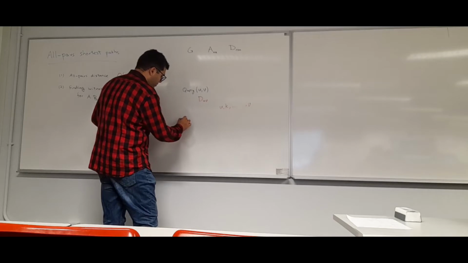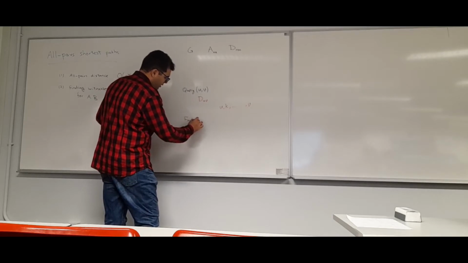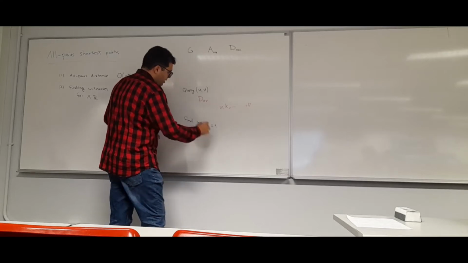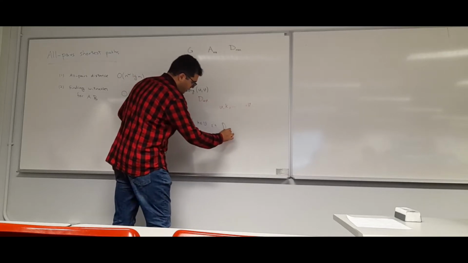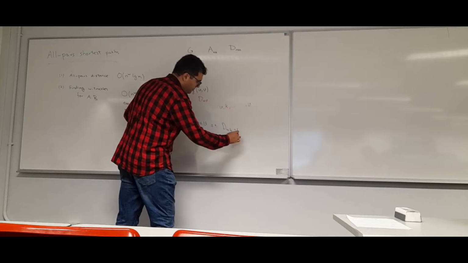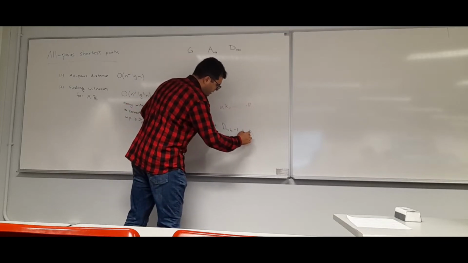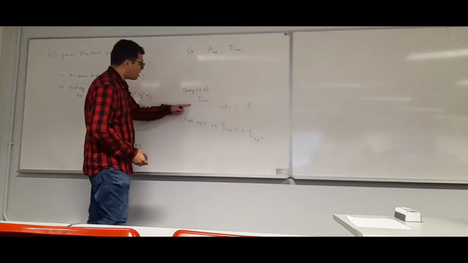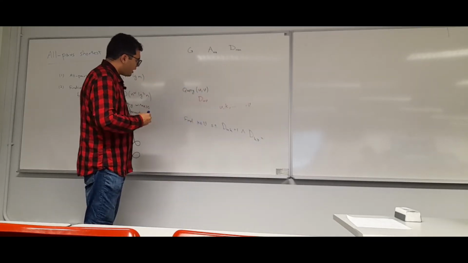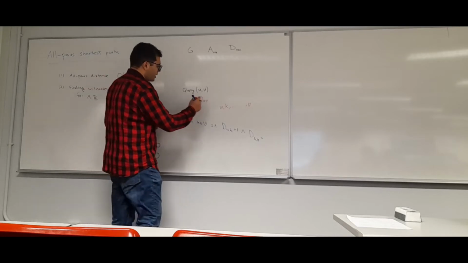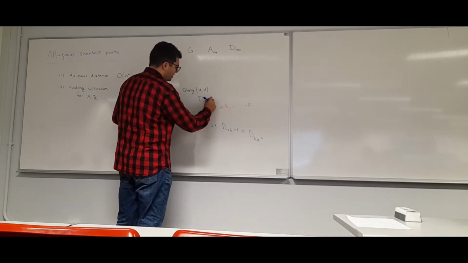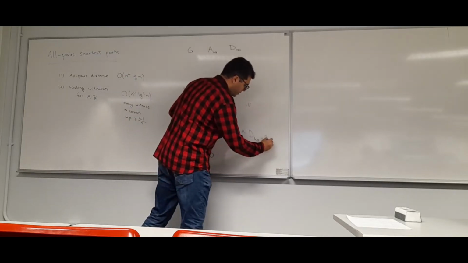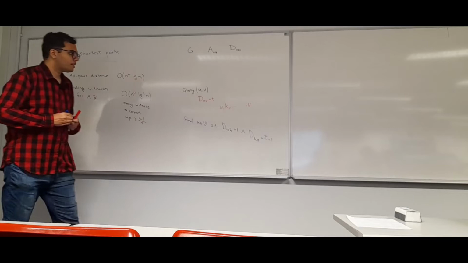So I need to find some vertex K such that the distance from U to K is 1, and the distance from K to V is this distance. Actually, let me just give it a name so that I can work with it more easily. So let's say this was T. So the distance from K to V has to be T minus 1.